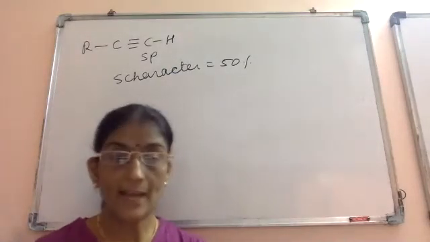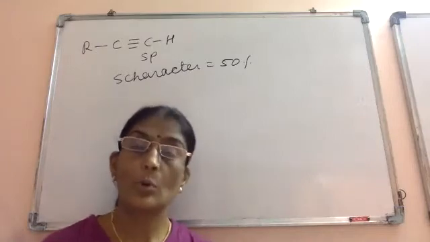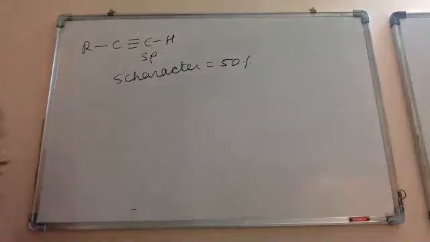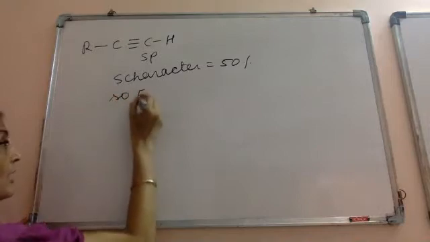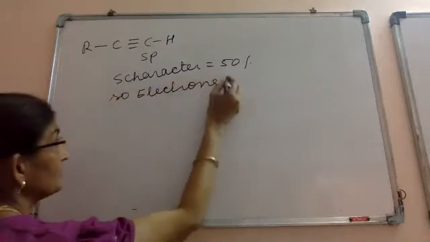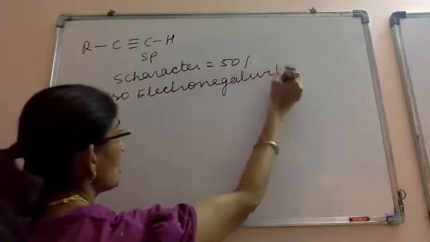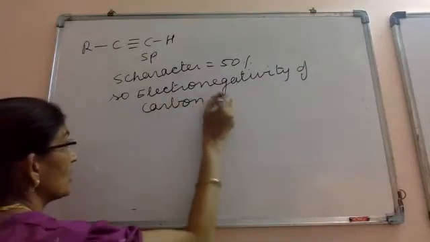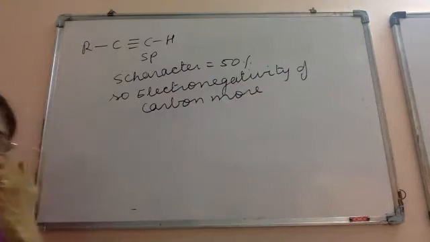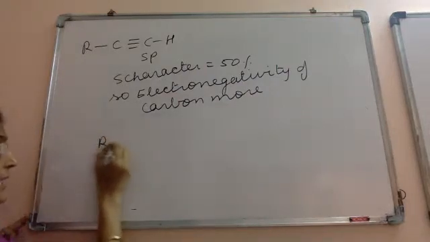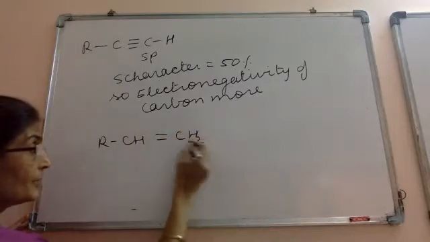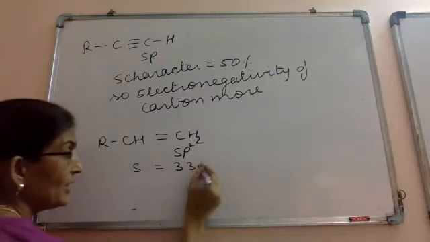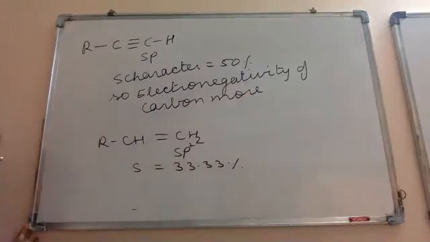The more s character in the orbital, the more the electrons will be attracted toward the nucleus. So it is a more electronegative carbon. S character 50%, so electronegativity of carbon is more. How much is the electronegativity in the case of alkene? This is sp2 hybridized. sp2 means s character 33.33%, which is less compared to 50%.